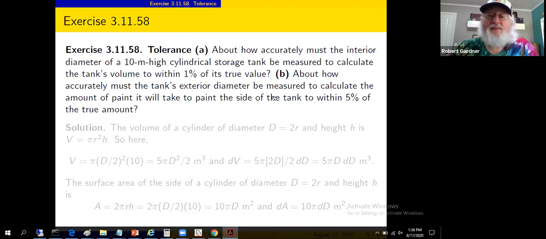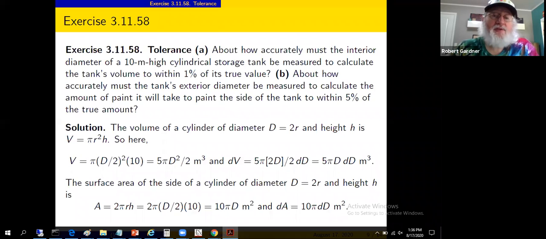So when they talk about these percent things, this will be a differential over an exact value times 100%, as always. The volume of a cylinder of diameter D equals 2R. They ask us about diameter. You're used to probably computing volumes and surface areas of cylinders using the radius. So let's take care of that. Diameter is 2R and height is H. Volume is pi r squared H for a cylinder.